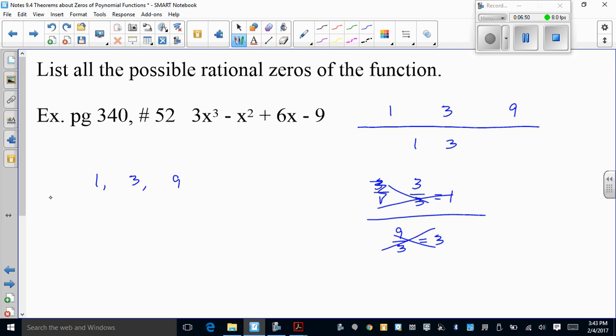And so all I have left is to do a plus or minus on these. So I have to list all the possible zeros. I have 6 possible zeros on that one.